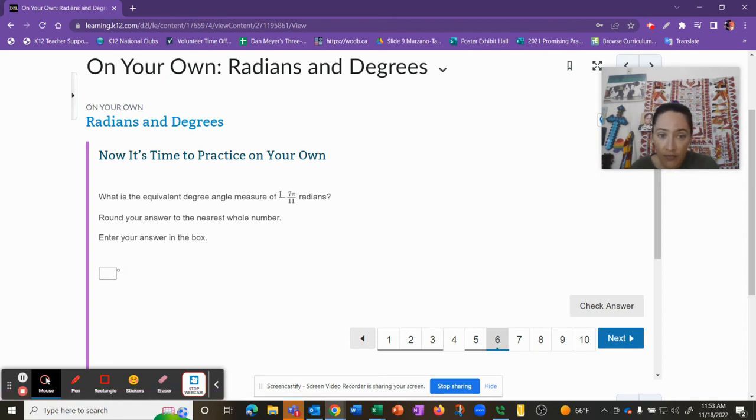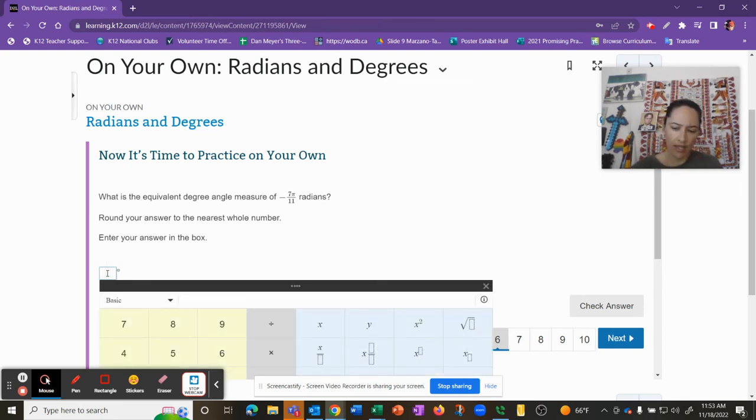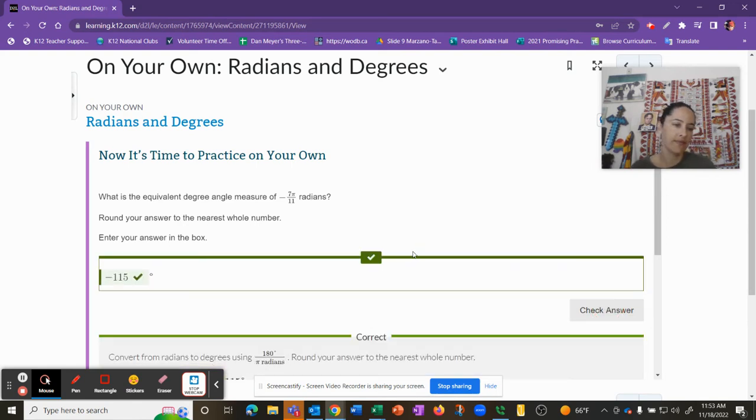Negative. This is important. So we'd have negative, times 180. I don't know if they want it like this or if they want it in the, oh, okay. So there's no problem. You just use it the exact same way.